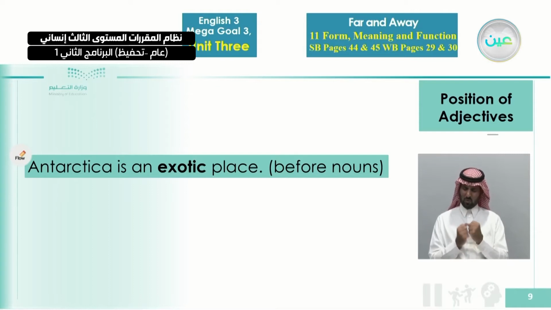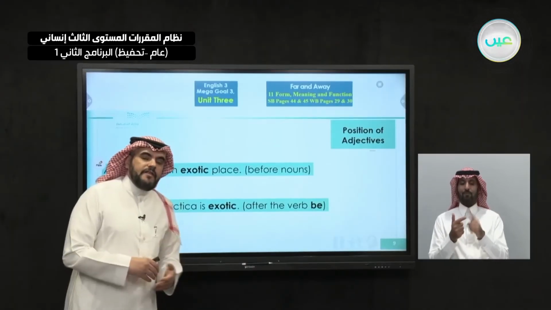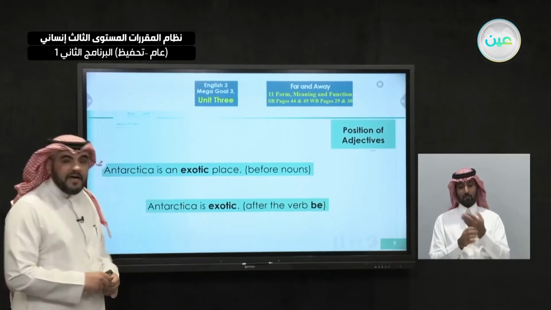Okay, what if you want to describe somebody using an adjective with the verb be? In this case, you say Antarctica is exotic. So it follows the verb to be. Like you see here, after the verb be and here before nouns. Or adjectives, if you have a noun, you should put the adjective before the noun. But if you don't have a noun, if you have verb be, the adjective should follow the verb be, which is in this case we have it as is.